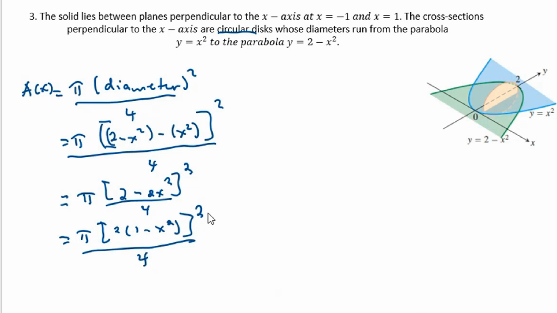So simplifying further, taking now the power of 2 from the bracket, we have 2 squared, it becomes 4, and 4 divided by 4 is 1. So I can cancel that one. What is remaining here is just pi times the square of 1 minus x squared. We have 1 minus 2x squared plus x to the power of 4. So we don't have any more denominator 4, because we canceled a while ago. So therefore, this is our A of x.